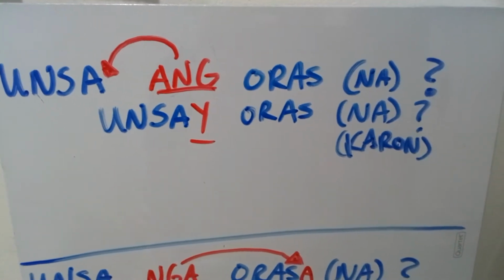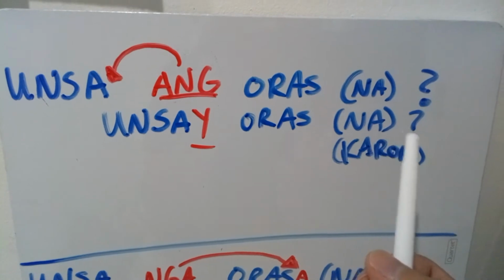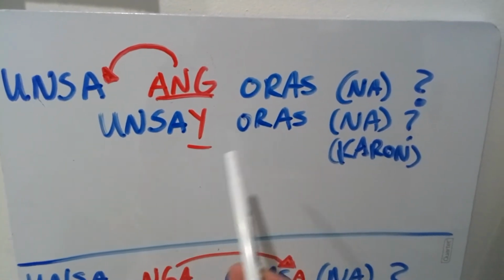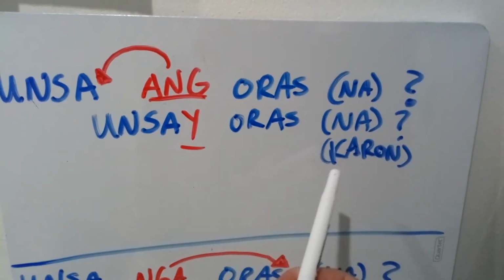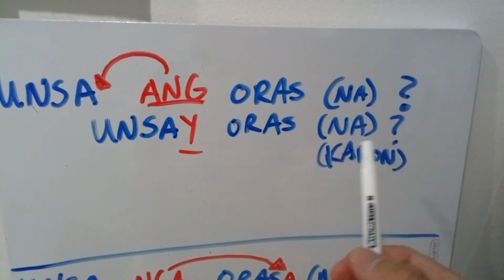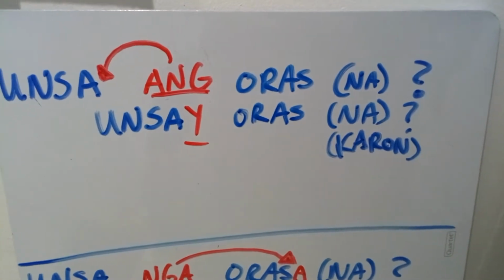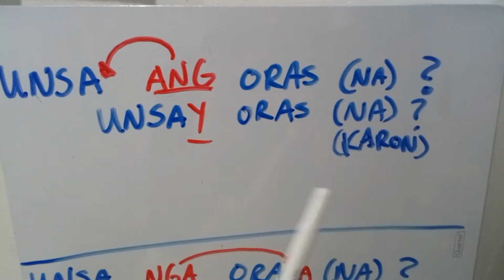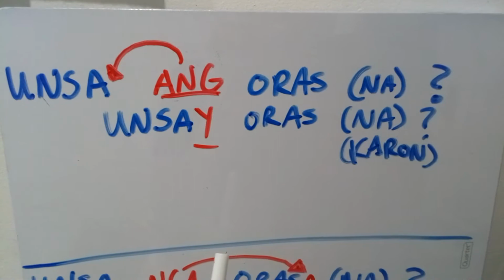That's why we have these enclitic particles and trigger words that give us more clues and information. If we say "unsay oras na," "unsay oras karon," "unsay oras na karon," what time is it now? What time is it today? Then we know it's a specific time. It's just asking for the time, not anything but time in general.